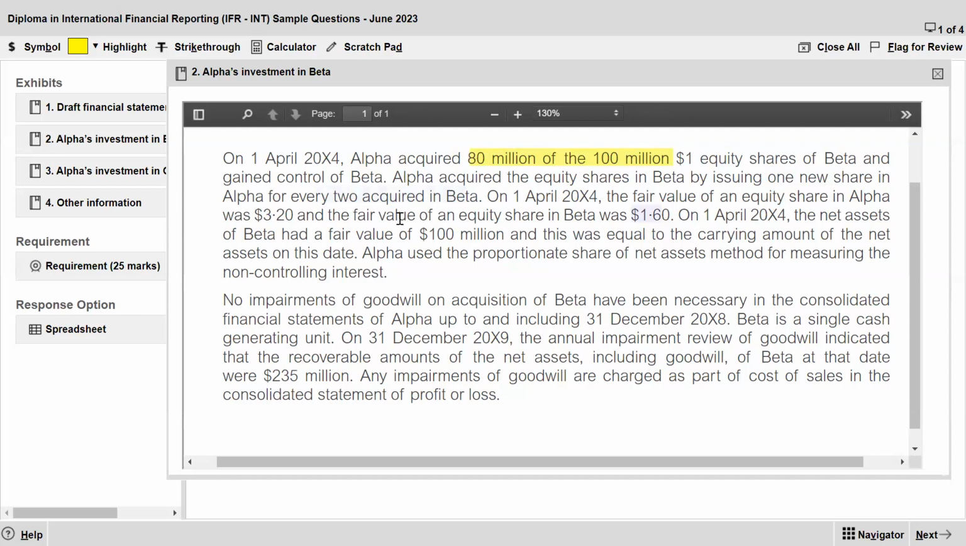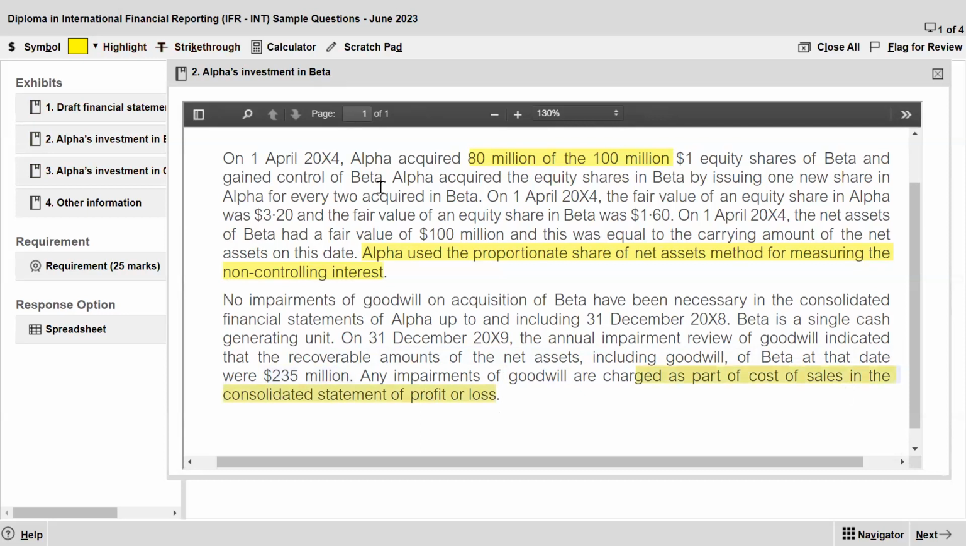On 1st April 2004, net assets had this. Alpha used the proportionate share of net assets method. Now it says no impairments of goodwill on acquisition of Beta have been necessary in the consolidated financials of Alpha up to 31st December X8. Beta is a single CGU. On 31st December X9, the annual impairment review of the goodwill indicated that the recoverable amount of net assets, including goodwill, at that date was so and so. Any impairments of goodwill are charged as part and parcel of the cost of sales in the consolidated statement of profit or loss.